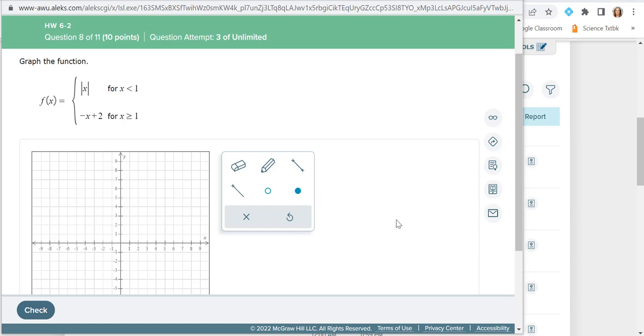Okay, welcome to College Algebra. This is homework section 6.2. I had a question on how to graph question number 8 and question number 9. So here's question number 8. It is a piecewise defined function.